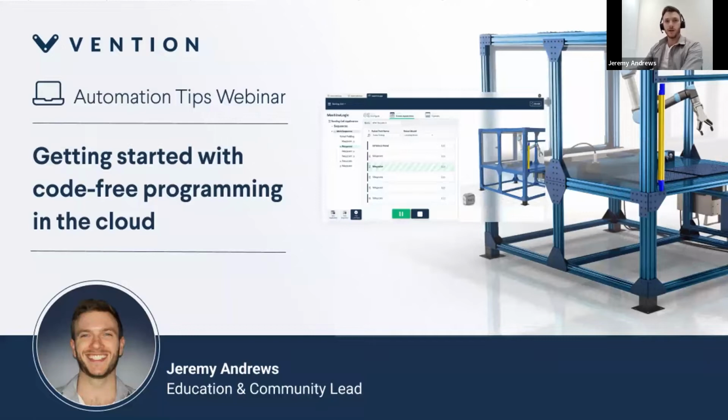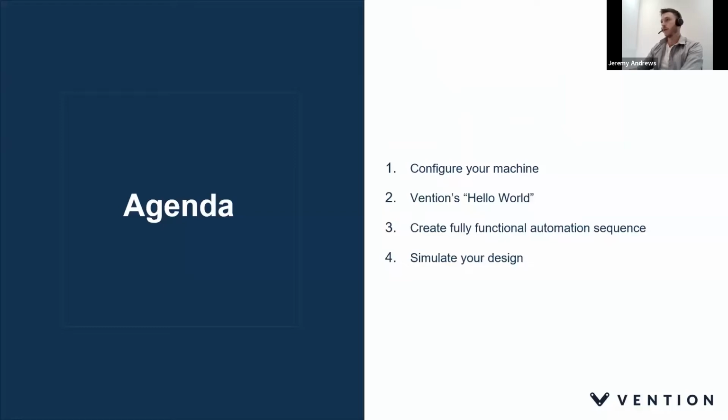So with that, I'll go over directly to the agenda for everything that will be covered throughout the webinar. There will be four main things that I'd like to cover throughout the session. The first being how to configure your Vention machine directly in the cloud on your web browser. Second, do an iteration of essentially Vention's hello world, so everyone's first program when they get started with programming, to show you how easy it is to do a simple programming with Vention's automation system. Third, to be able to create a fully functional automation sequence. And finally, to simulate design directly within your browser live.